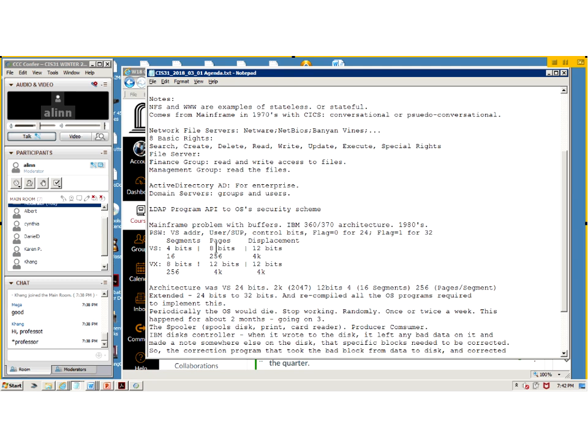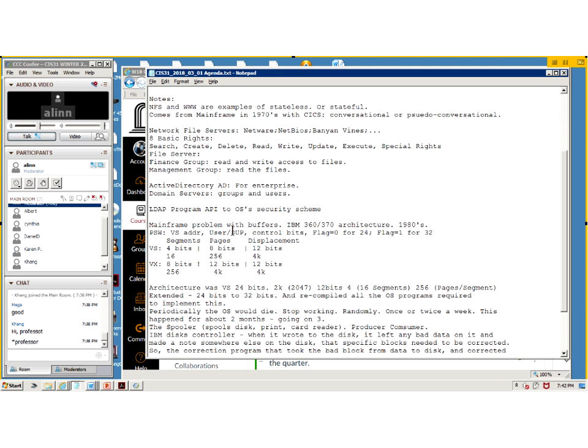Mainframe. Okay, here's our first kind of experience here. Mainframe had problem with buffers. The IBM 360/370 architecture, 1980s, was the program status word. That's what this stood for, program status word. It had a virtual storage address and a user and a supervisor mode. User mode was, I believe, a 1 or a 0. I can't remember now. I think user was 0 and supervisor was 1, or vice versa.